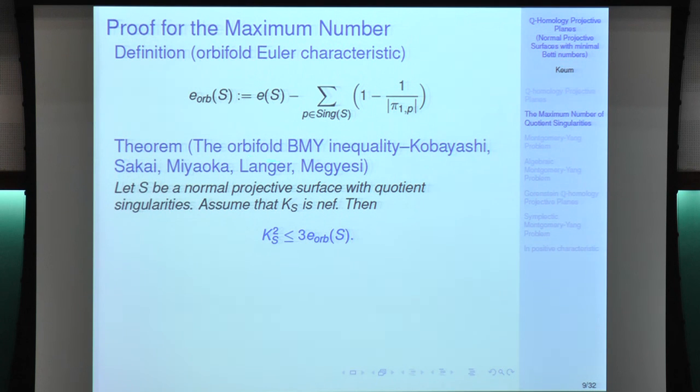And this is the BMY inequality. For the smooth case, the original inequality was proved by Bogomolov, with 4, and then Miyaoka and Yau independently, by a different method, improved this to 3. And then the singular version, the orbifold version, was proved by many people who contributed. Nakamura is one of them.